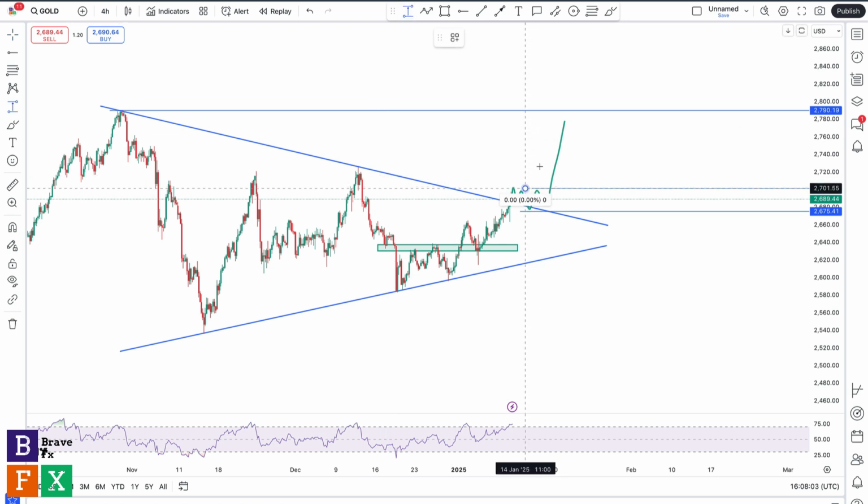And if you measure this price movement, it's going to be approximately 800 pips to 900 pips, which is decent in my opinion for one trade on gold.